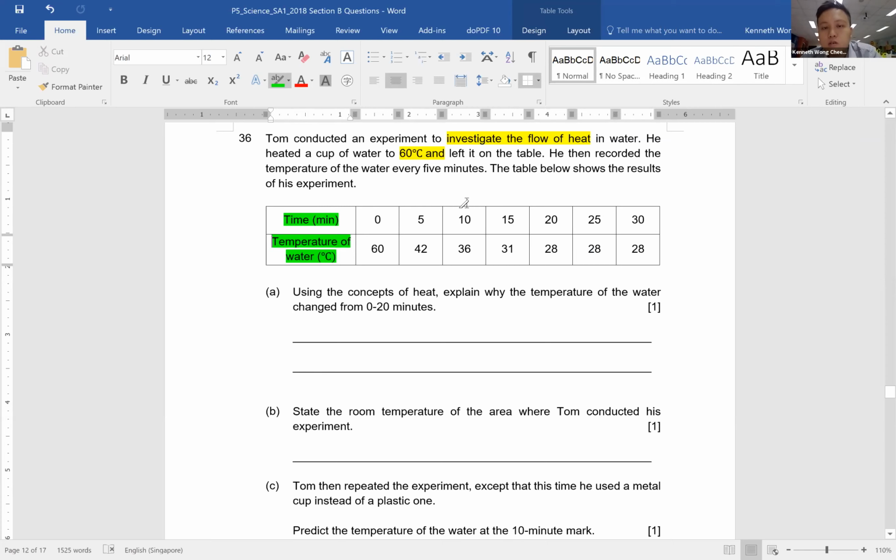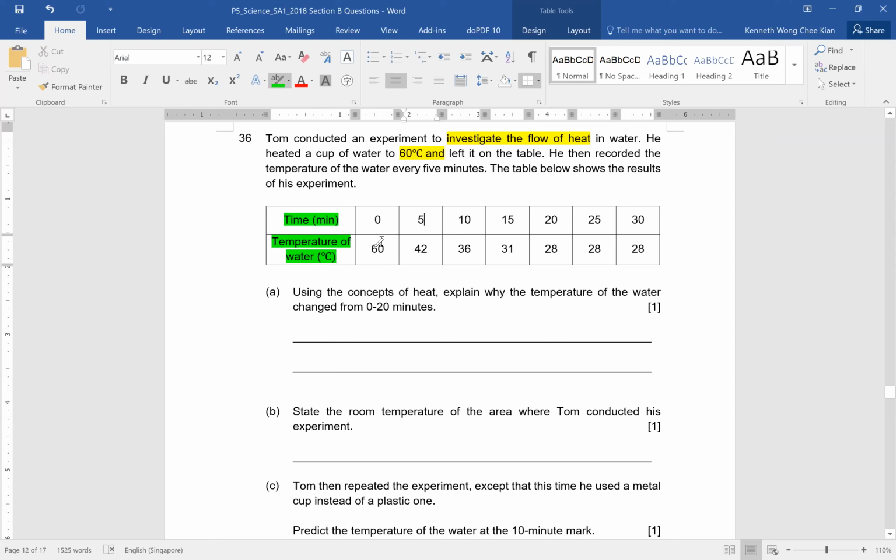So what does this show? In math, you know this. What is this called? Anyone? Just unmute yourself. The 0, 5, 10, 15, 20. What is this? Multiples of 5, which means that every 5 minutes, the temperature is being recorded. Thank you. In science, we call it time interval. 5-minute intervals. So the next thing you look at is the bottom number, which is temperature of water.